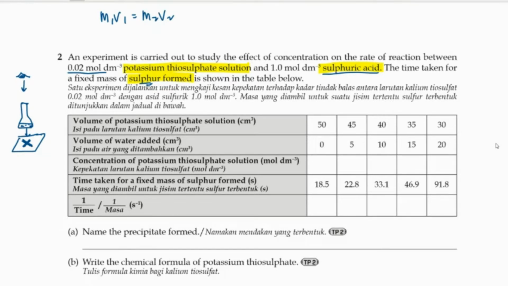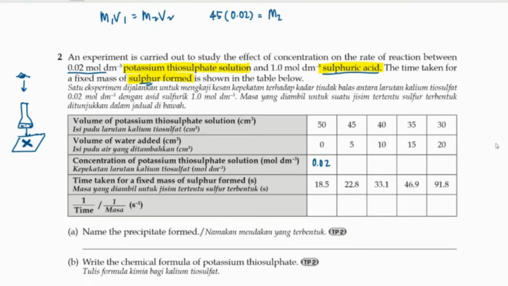This one has no water added in, so the concentration for the first one is 0.02, no change. But for the second one, we calculate M2. M1 V1 equals M2 V2. So V1 is 45, and the initial concentration is 0.02. M2 is what you need to find.